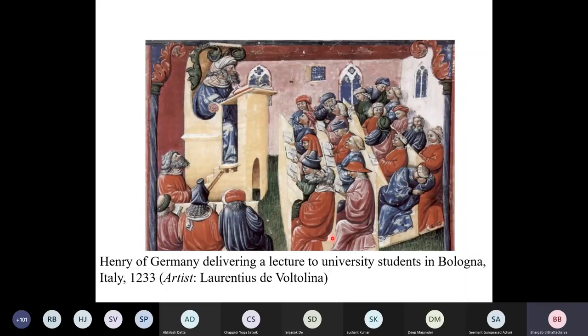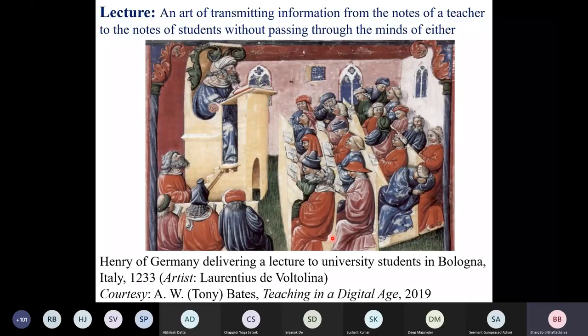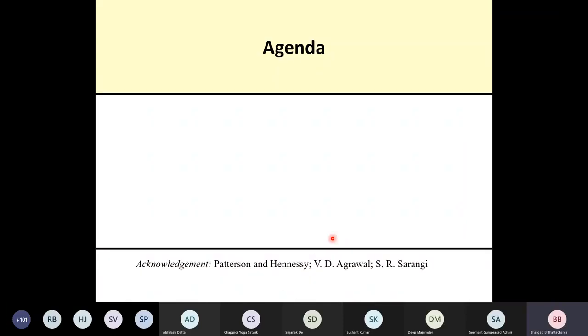So what I mean is that in the class, there is a saying: what is a lecture? The art of transmitting information from the notes of a teacher to the notes of a student without passing through the minds of each other. Okay. So let not our lecture be of this type. Please interact and ask questions whenever you find any difficulty. All right. Okay. So let us move into the agenda.